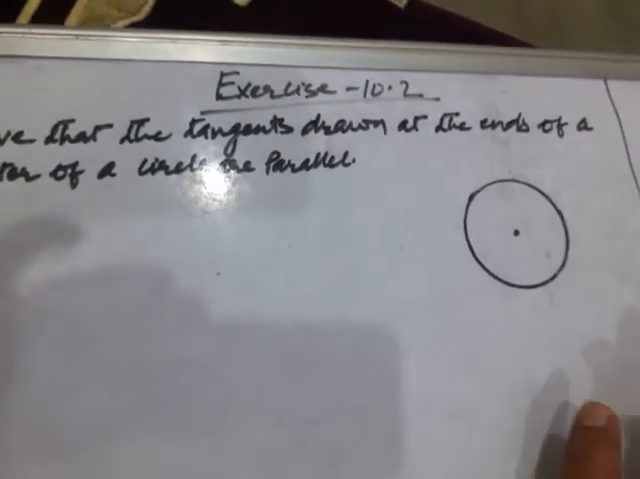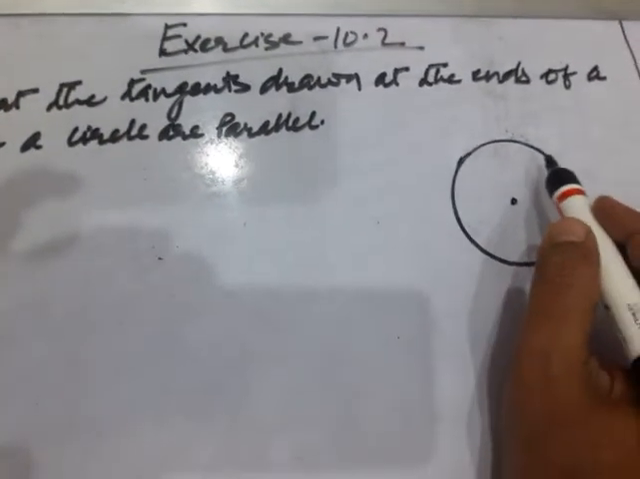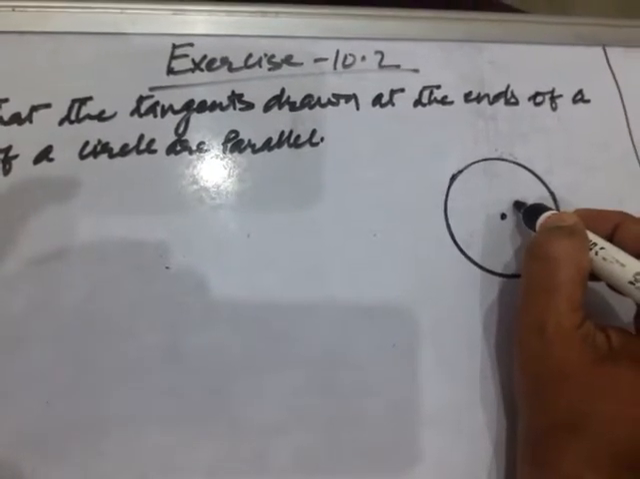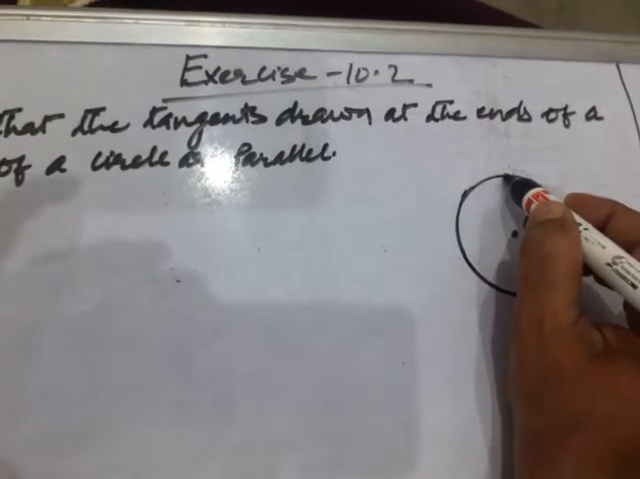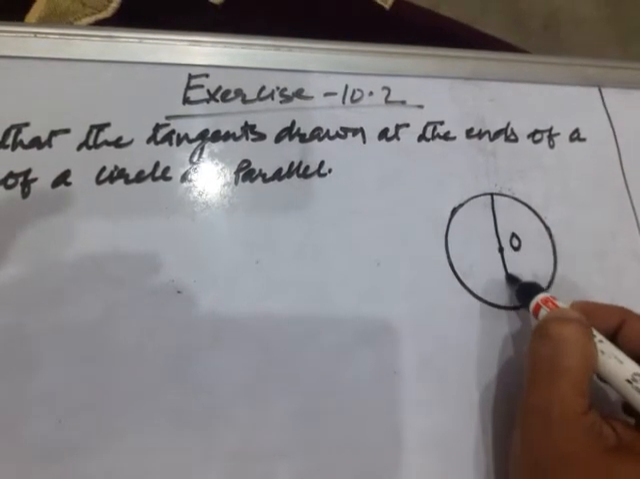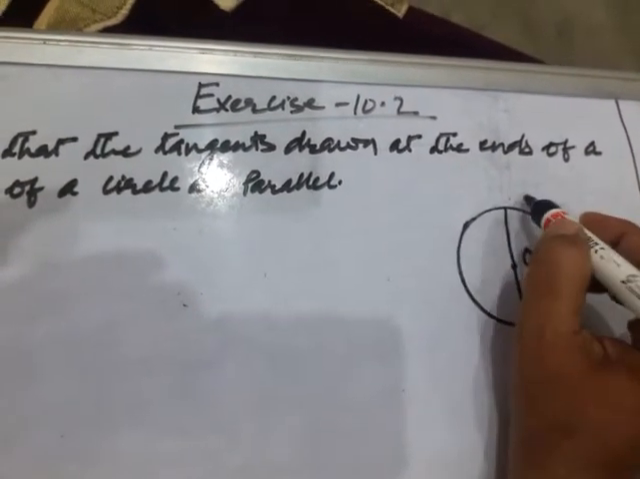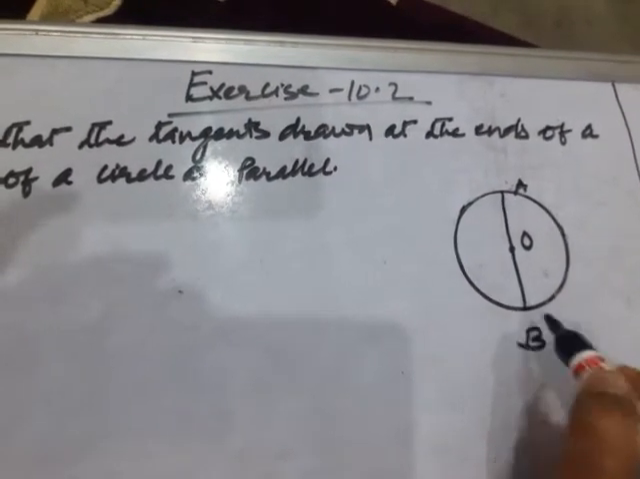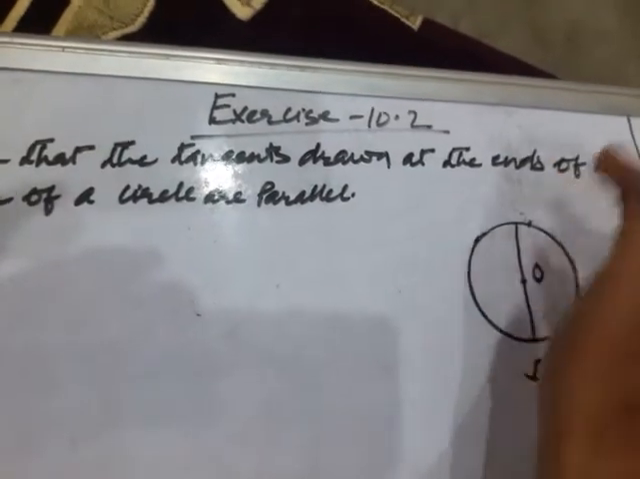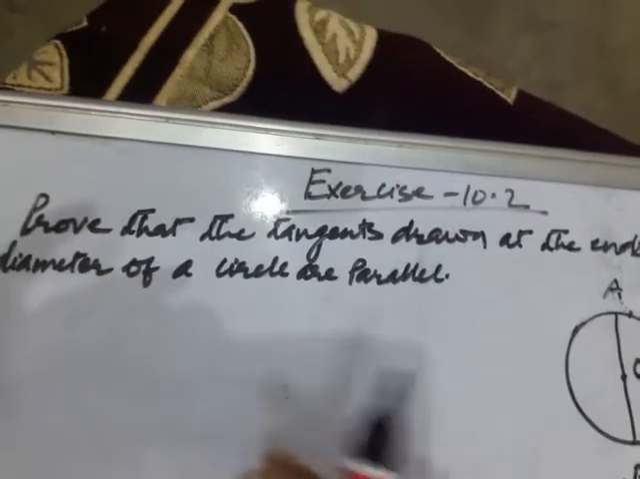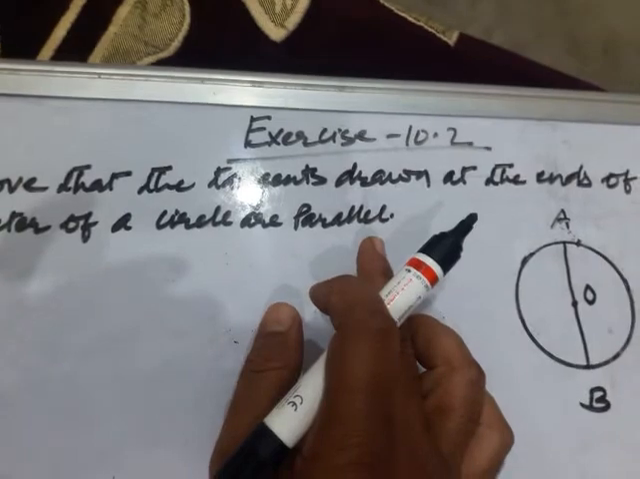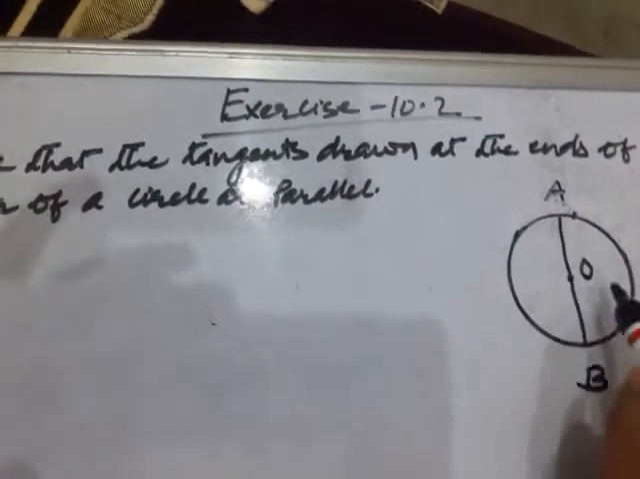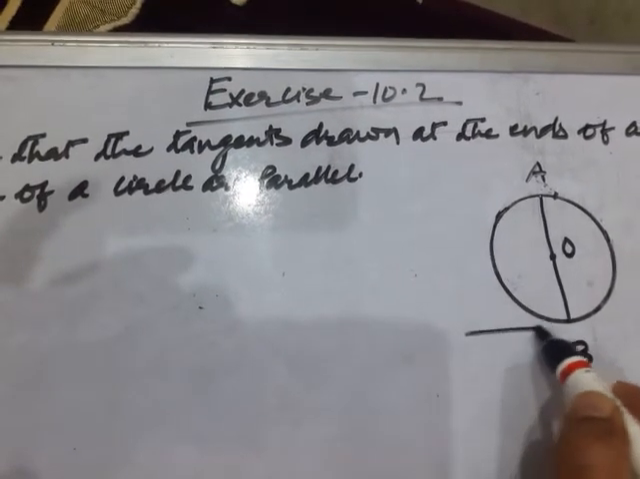Let us start proving. See, this is the circle. Clear? That is a circle with center O. And let AB be its diameter. Clear? AB be its diameter. Clear, children? The tangents are drawn at the ends of the diameter.